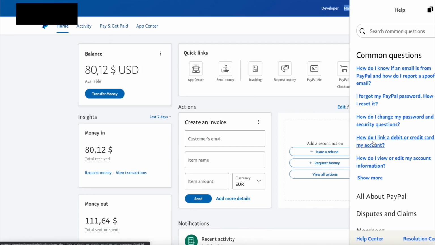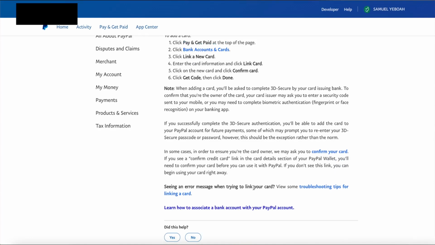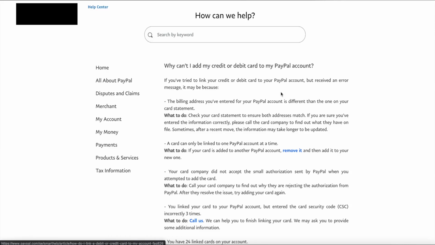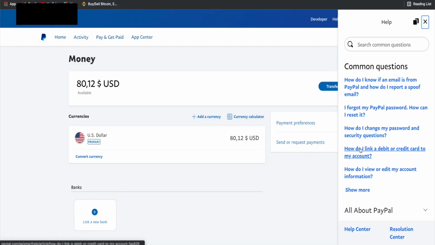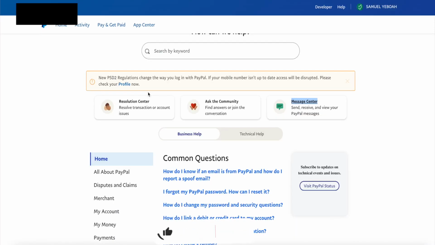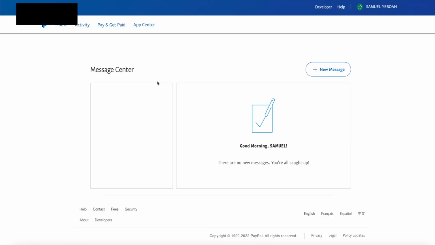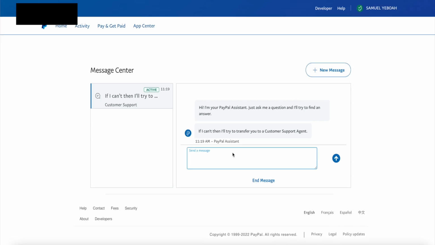I went through the troubleshooting tips for linking a card, but it still did not solve my issue. So I went to the Help Center, chose Message Center, then clicked new message and typed the problem I face: please help me link my card.